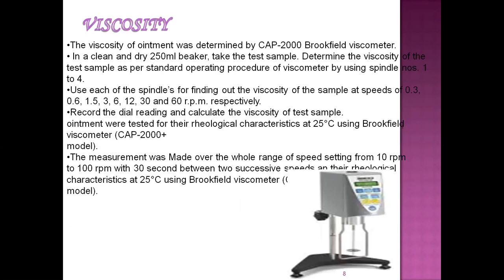The viscosity of ointment is determined by the CAP 2000 Brookfield viscometer, which we all know. In a clean and dry 250 ml beaker, take the test sample, that is the ointment, and determine the viscosity of the test sample as per the SOP of the viscometer, using spindle numbers 1 to 4. Use each of the spindles for finding the viscosity of the sample at speeds of 0.3, 0.6, 1.5, 3, 6, 12, 30, and 60 RPM respectively. Then record the dial reading and calculate the viscosity of the test sample.